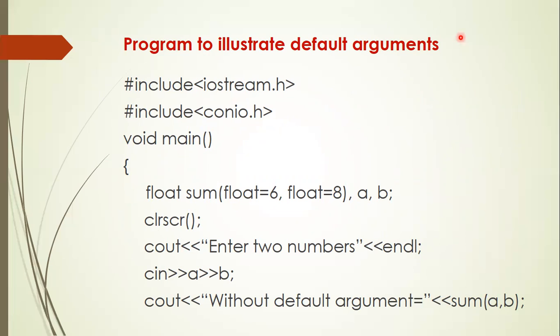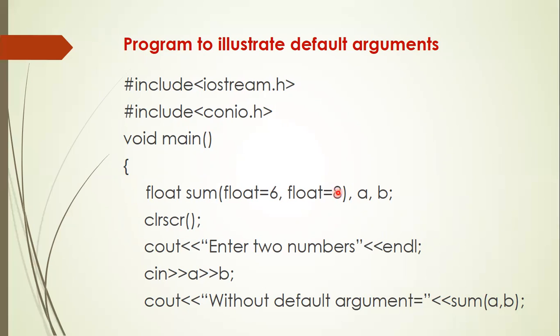Here, the program is to illustrate how default argument can be used in C++. The first line is #include <iostream.h>. That is for making use of cin, cout, insertion operator and extraction operator. #include <conio.h>. That is for clrscr and getch functions. Void main. Next, you take the next line. float sum(float = 6, float = 8). So this prototype says that the function name is sum. There are 2 arguments. Both the arguments are of float type. In this case, we are specifying the default value for both arguments. That is permitted. The first argument, if it is missing, takes 6.